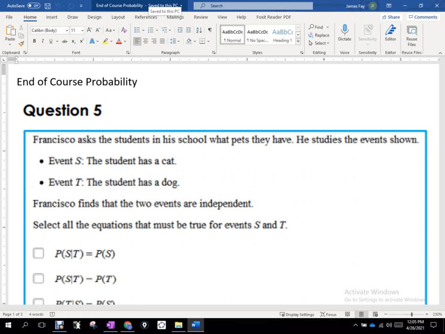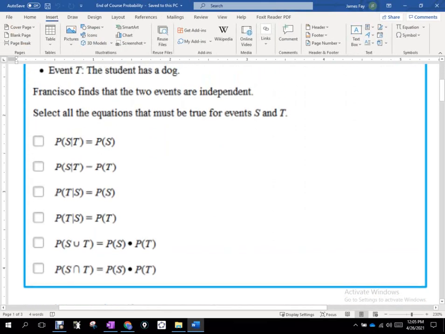So Francisco wants to know whether the events are independent. So Francisco finds that the two events are independent. Select all the equations that must be true for independent events then, okay? So they give us all these options, okay? And now there are squares here, and this matches up to how we've done with Math Excel. If there are squares, you can put a check box in as many of them as you want. If they're circles, it's multiple choice. You can only pick one of them, okay?